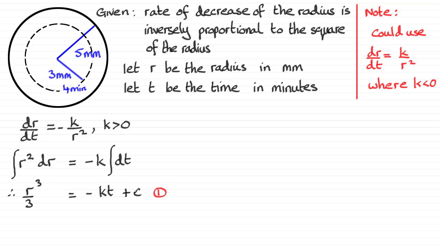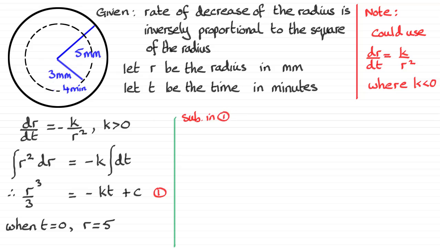And I can easily do that by looking at this initial condition. I know that at the start the radius was 5 millimeters. So in other words, that's when t is equal to 0. When t is equal to 0, r is equal to 5. And what I can do now is just substitute those values into equation 1. So I'm just going to put up here sub in 1.